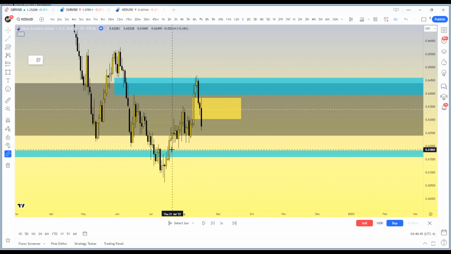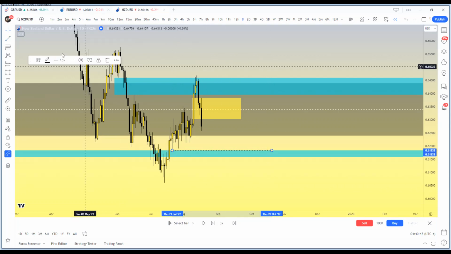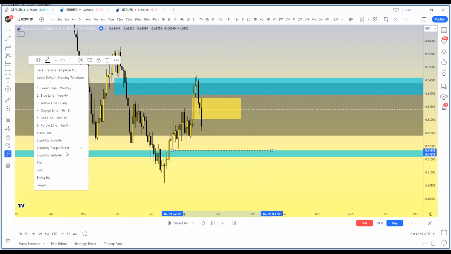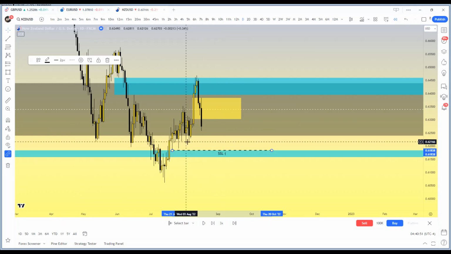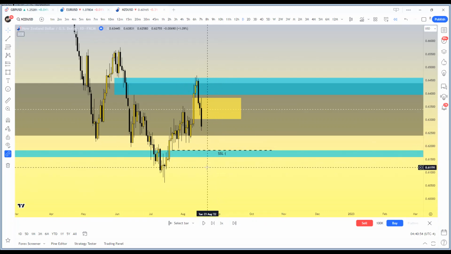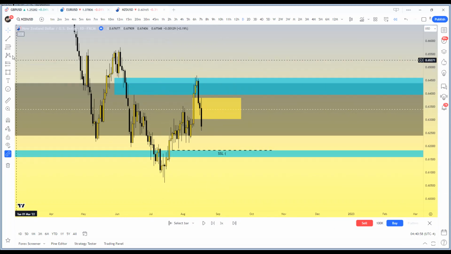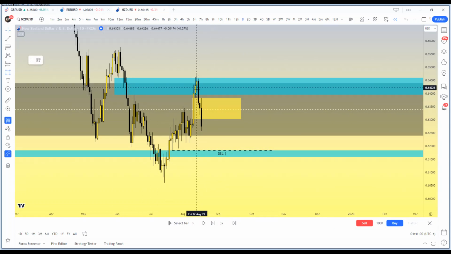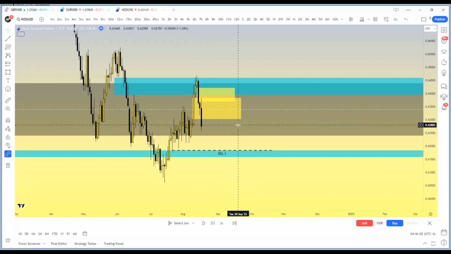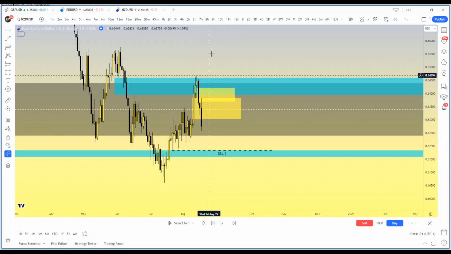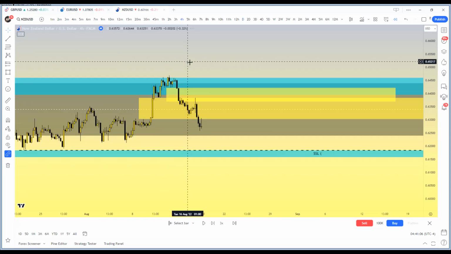Target what? I would say the sell side liquidity below these lows over here as a possible target. As you can see, we had a daily gap in here, price went into it with a convincing close. I'm going to go to the 4-hour now.